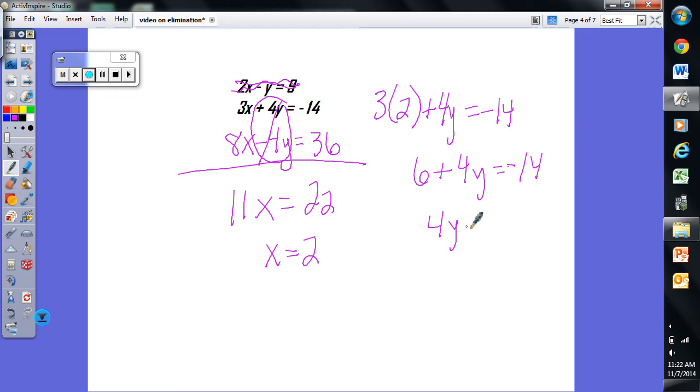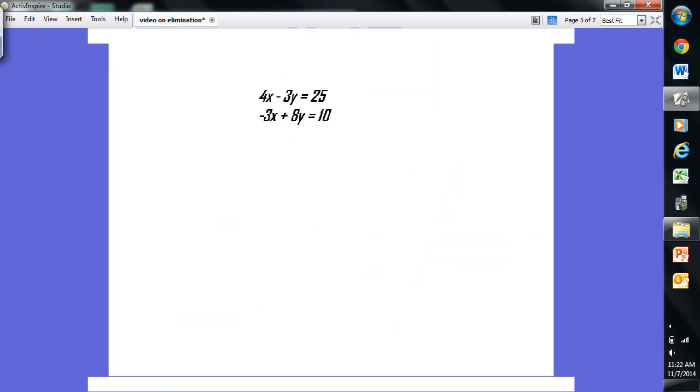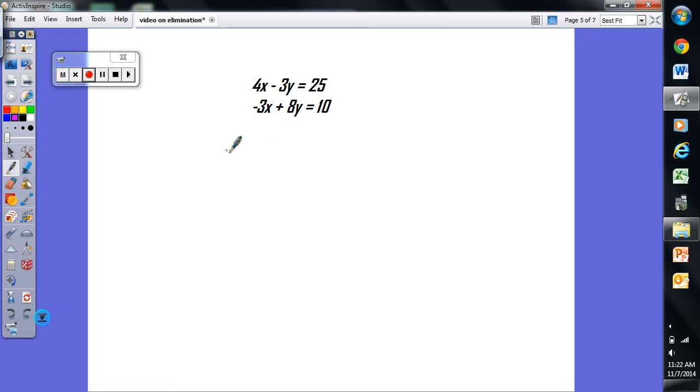And 4y equals negative 20. Y equals negative 5. Let's try another one. Now this situation is even more difficult. Again, they're still lined up. X, y equals number, x, y equals number.